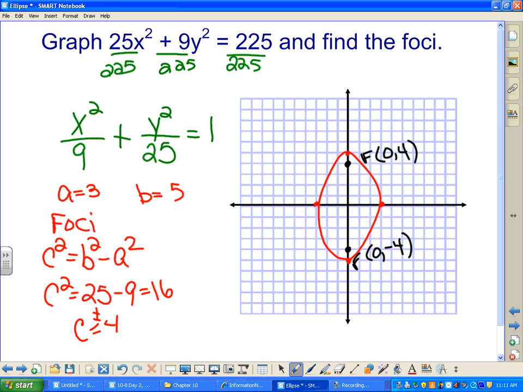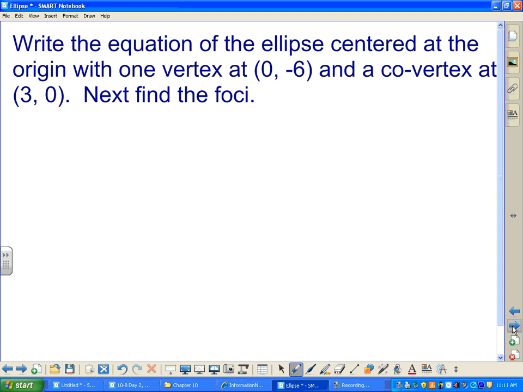Any questions on that? Okay, let's look at this one. Write the equation of the ellipse centered at the origin with one vertex at (0, -6) and a co-vertex at (3, 0). Next, find the foci. What do you think would be helpful to have first? A little picture, right? Sketch pictures, guys.